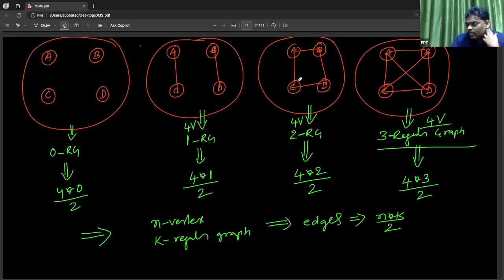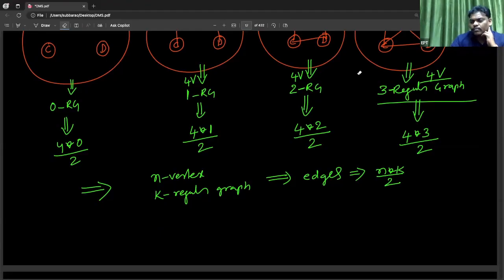Not only same, 2. Everyone 2, a 2-regular graph. Not only same, everyone 3, so 3-regular graph. Not only same, everyone K, so K-regular graph. That is the answer.